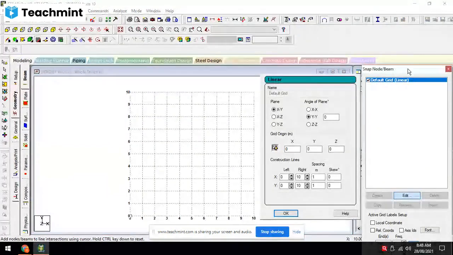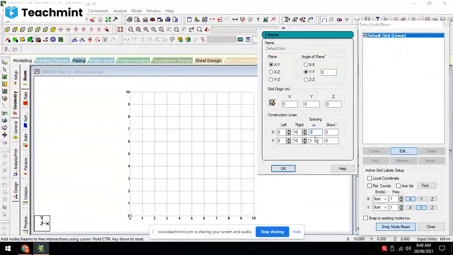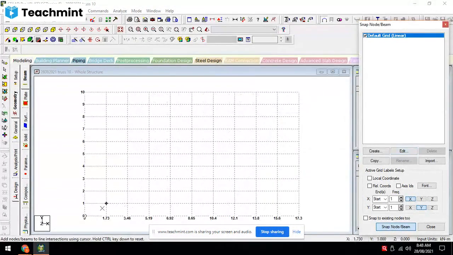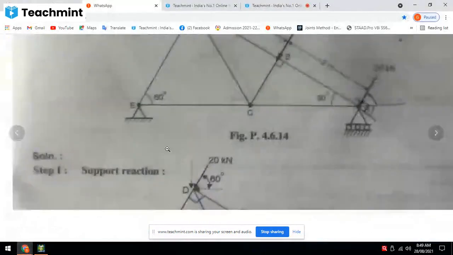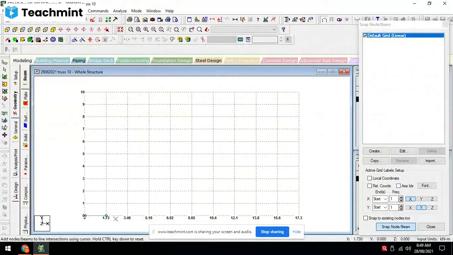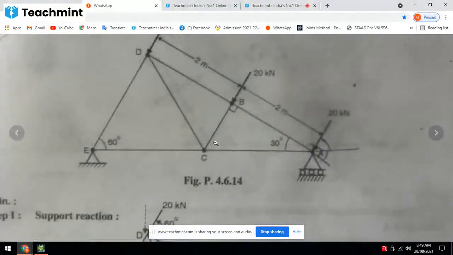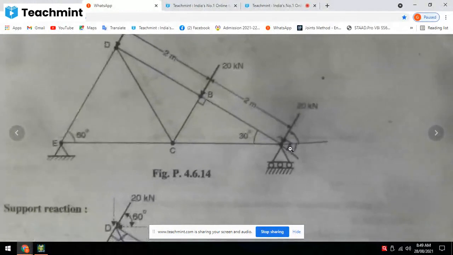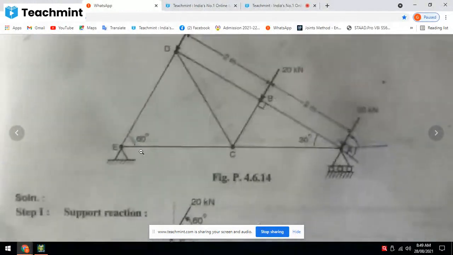1.73. Vertical is 1 meter. 1.73, 1.73. Then incline. This is a 2 meter. This is your 2 meter.